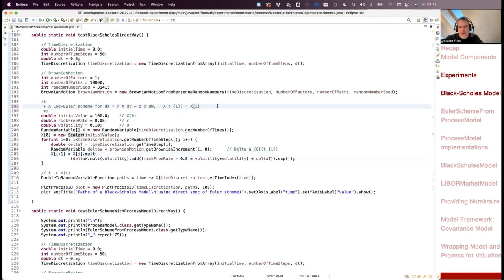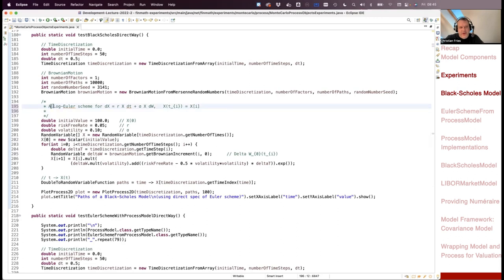Okay, so let's use the log Euler scheme. So you see here log Euler scheme. Log Euler scheme means I move to the logarithm. I then perform Euler discretization. Logarithm of X at t_{i+1} is equal to logarithm of X at t_i plus mu, from Itô's lemma, because I move to logarithm, I have a minus 1/2 sigma squared, plus sigma dW. And then if I apply the exponential again, I have X of i+1 equals X of i multiplied with the exponential of (r minus 1/2 sigma squared) delta t_i plus sigma delta W of t_i. Okay, so I have a log Euler scheme.